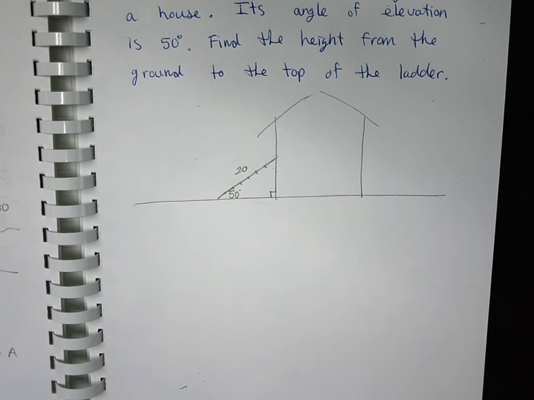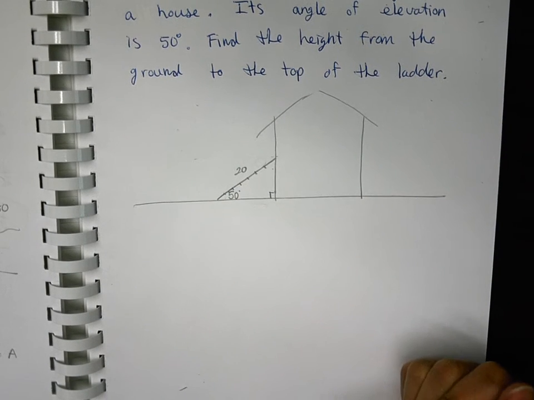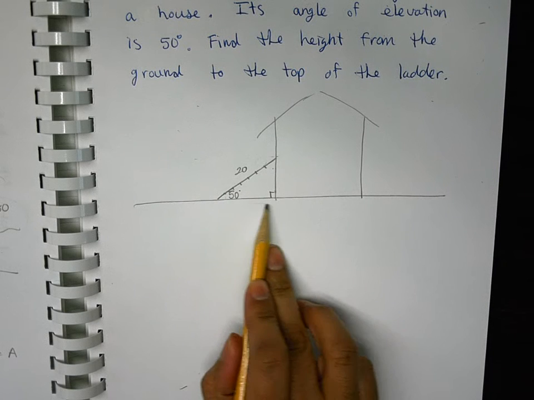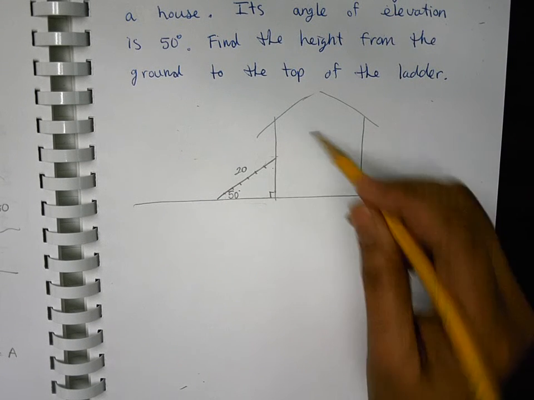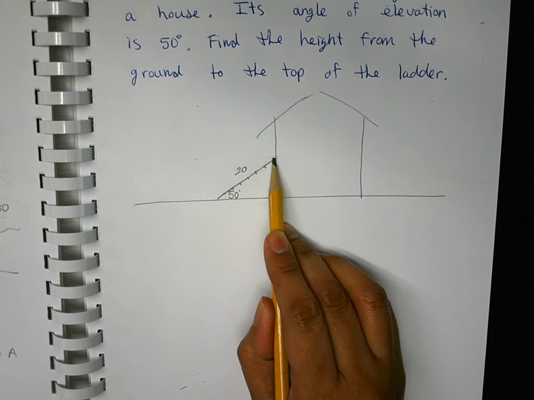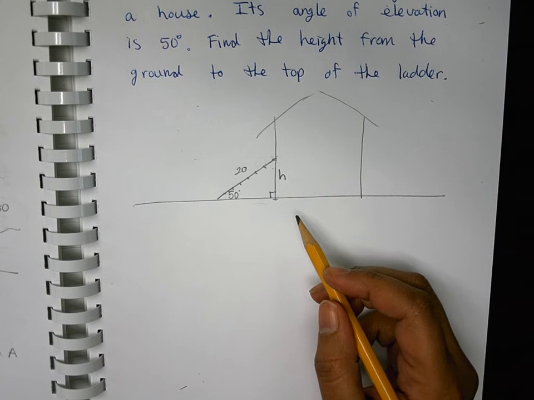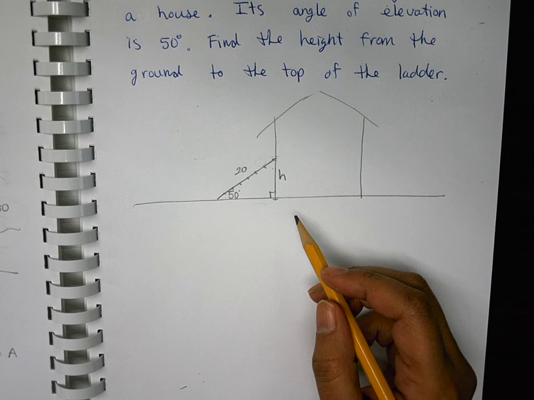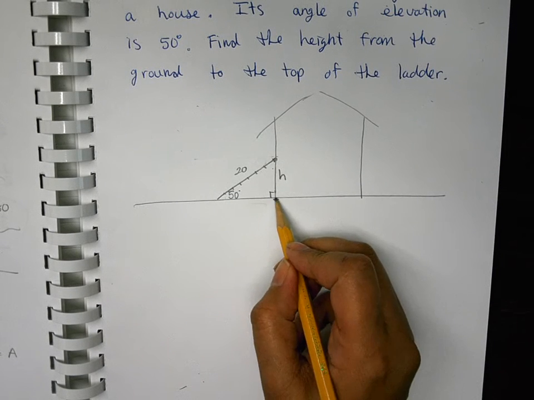All right. So the question then is, find the height from the ground to the top of the ladder. Am I looking for the base here or the length here on the building, on the house? Find the height from the ground to the top of the ladder. This is the top of the ladder right here, and this is the ground.